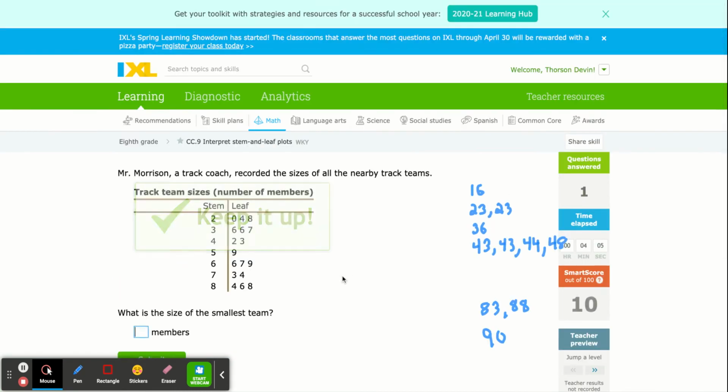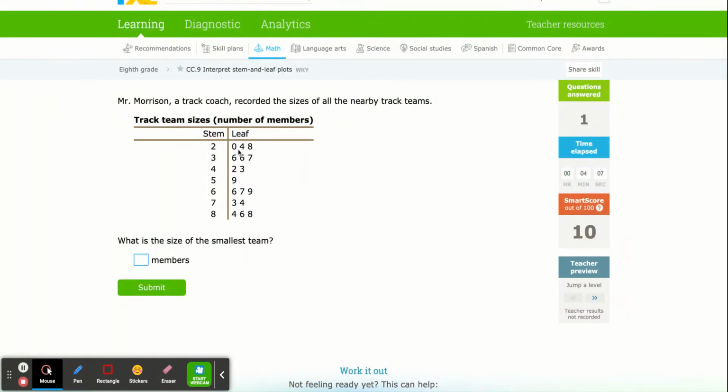So as we move forward now, again, remember, I actually have 1, 2, 3, 4, 5, 6, 7, 8, 9, 10, 11, 12, 13, 14, 15, 16, 17 numbers. The lowest one is 20. The highest one is 88. And then all these numbers in between, like 42 and 66 and 59. So now it says track team size in the number of members. So the smallest track team size was 20. The largest was 88. We have a 59-member team. We have a 42-member team. So what is the size of the smallest team? Well, I actually said that one. It's 20. 20 is the smallest team.